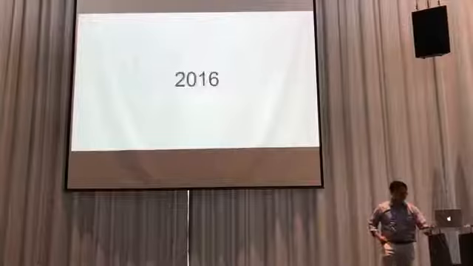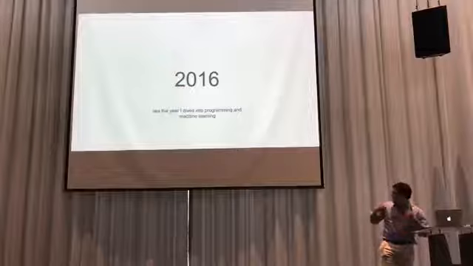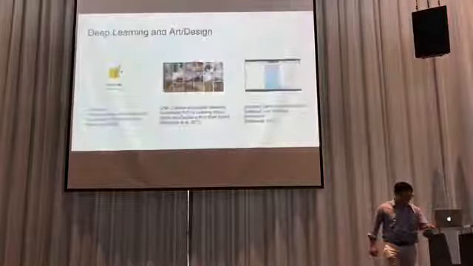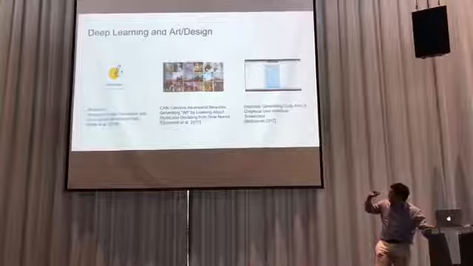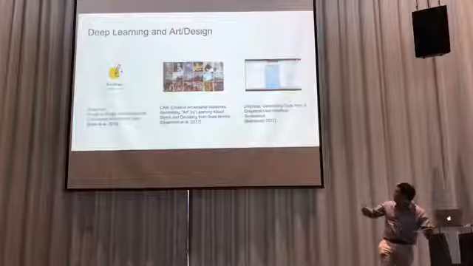So in 2016, I started to learn programming and machine learning. Very exciting. And as I learned it, I thought, whoa, I can do anything in different contexts. So these are recent works that combine deep learning and art and design. You probably have seen this Google Auto Draw. It's based on Pix2Pix. And there are some cool things coming out, combining deep learning and art and design.